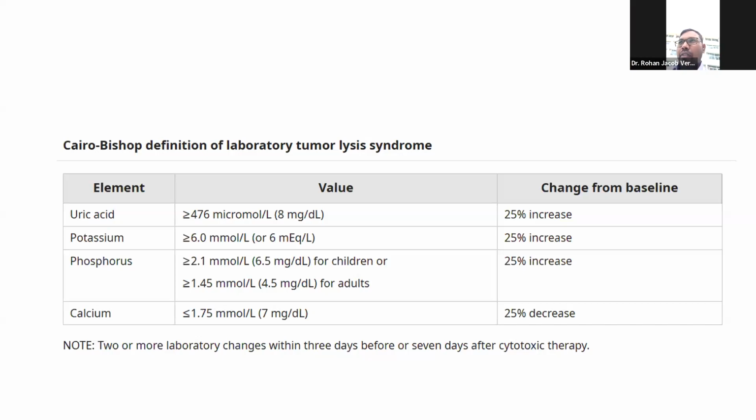Allopurinol is a xanthine oxidase inhibitor, so it inhibits the formation of uric acid, but it won't deal with the uric acid that's already been generated, sir. Correct. So that's the reason.